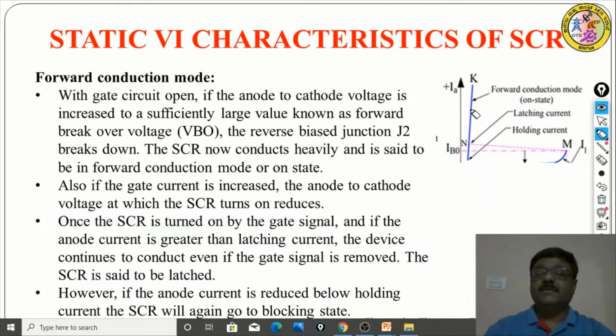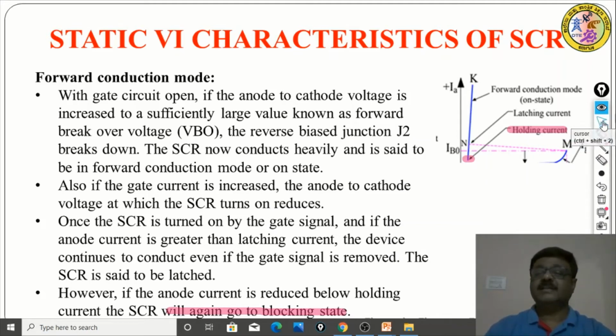Suppose you reduce the anode current below some value of current, that is the holding current of the SCR, the SCR will turn off. Means the SCR will go back to the forward blocking mode. That is called the holding current. So once we decrease the anode current below the holding current, the SCR will turn off. So this is about the VI characteristics of the SCR in forward conduction mode.